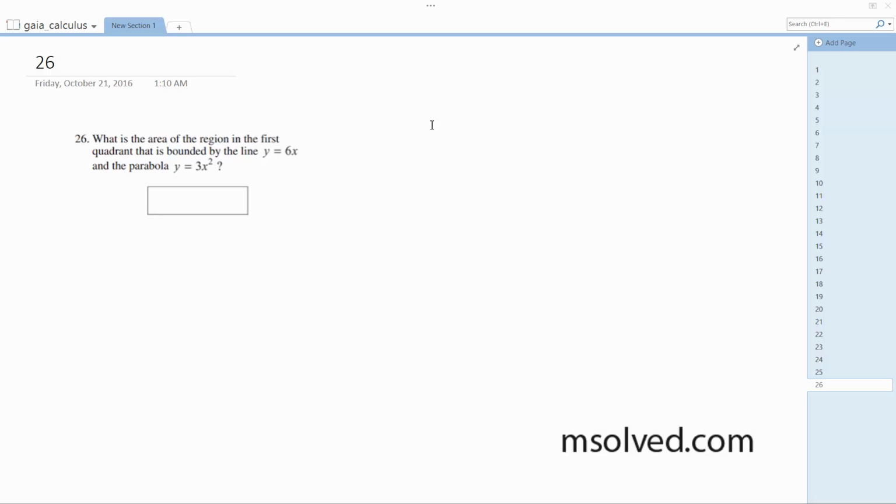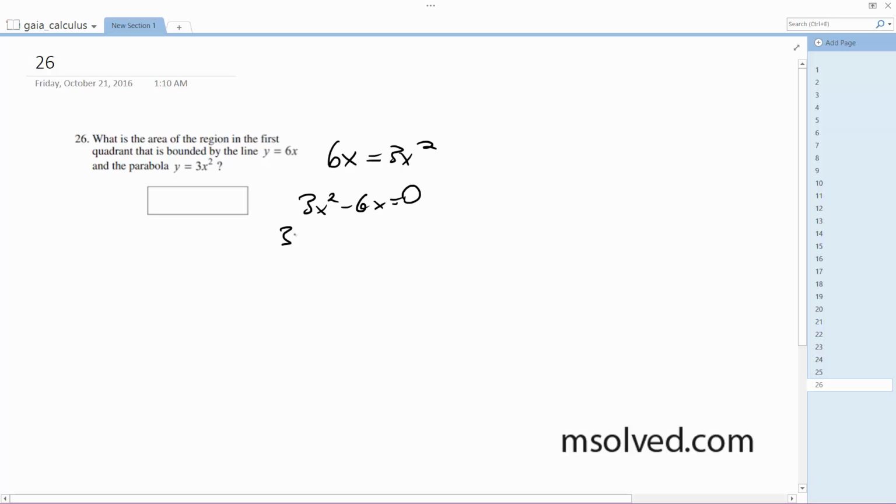So we want to solve this. We need to first figure out where they equal each other so we can bound them together. So 6x equals 3x squared. We can do this. We can do 3x squared minus 6x equals 0. Factor out 3x. Sorry, this will be 3x.